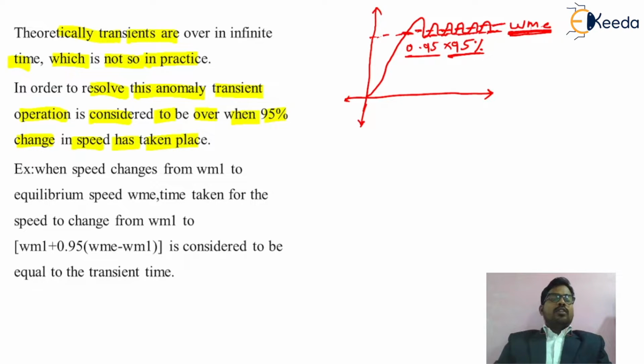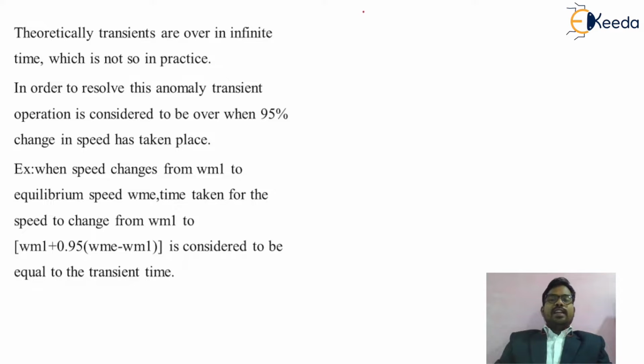Okay, now we are taking an example. The example is when the speed changes from the value omega m1 to the equilibrium speed. Now we can take an example for your understanding. This will be the curve plotted as omega m versus t. We want to find out the value of omega m2.